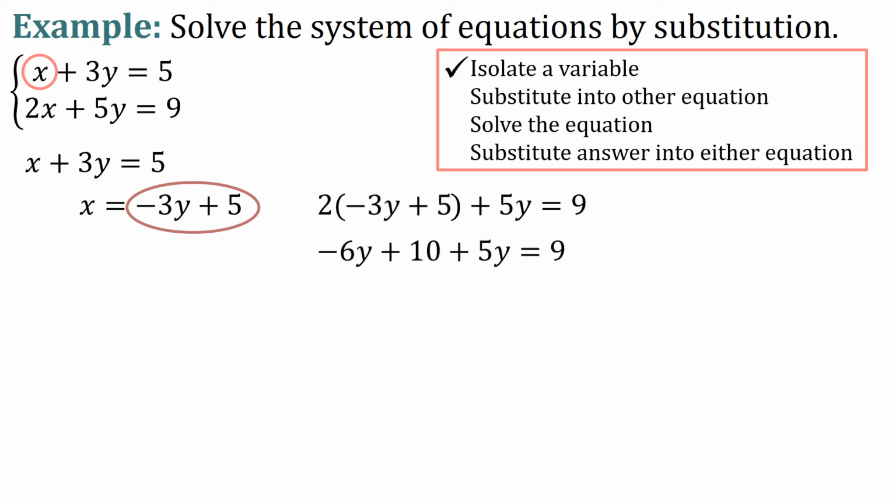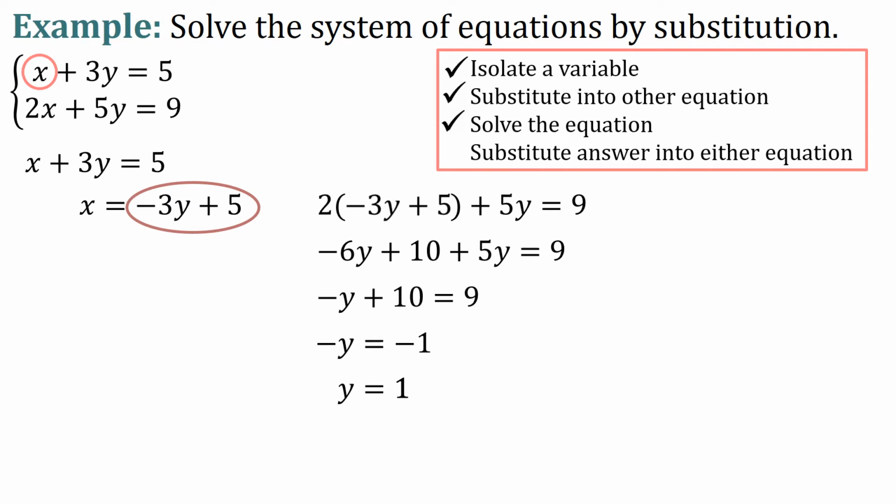So now we can distribute. Negative 6y plus 10 plus 5y equals 9. Combining our y's, negative 6y plus 5y is negative y. Subtracting 10 from both sides, I get negative y equals negative 1. But I don't want a negative y, I want a regular y. So I'm going to divide both sides by negative 1, so I'm going to get y equals 1. Okay, those were in the wrong order. So I substituted into the other equation, and I have solved this new equation.